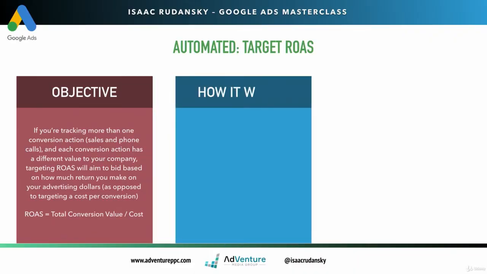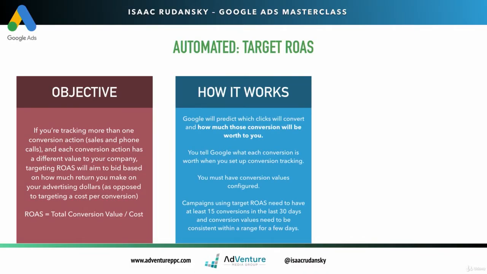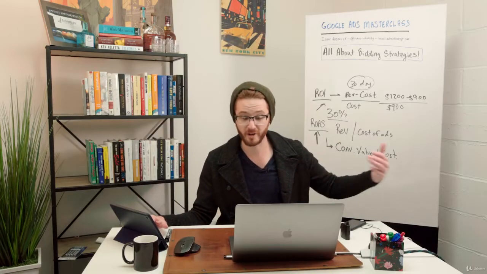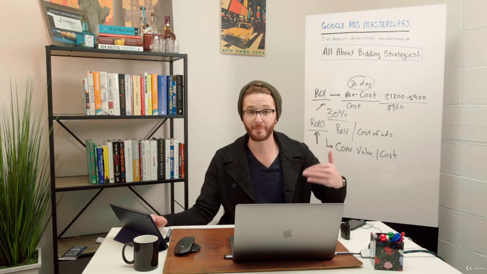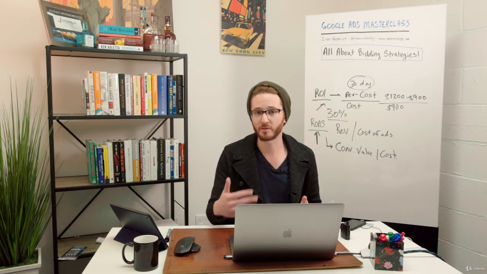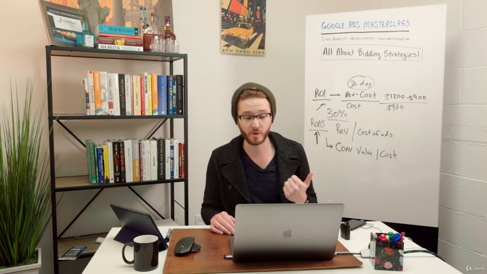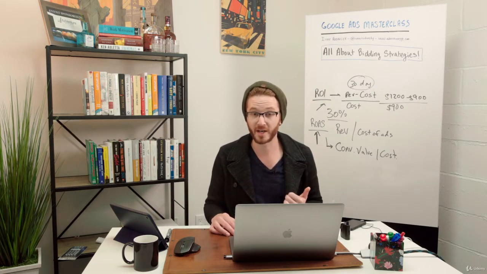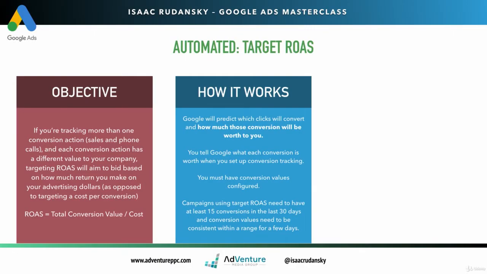How it basically works: Google will predict which clicks will convert and how much those conversions will be worth to you. That's from the algorithmic perspective. Again, you're not bidding at a cost per click level. Google's going to choose exactly what bid to enter into the auction, based on that click and based on what Google knows about your historic conversion rate and your conversion value. You tell Google what each conversion is worth when you set up conversion tracking. Or if you're running an e-commerce store, you'll have dynamic conversion value, which will read the total in the cart after somebody checks out and pull that information back into Google.